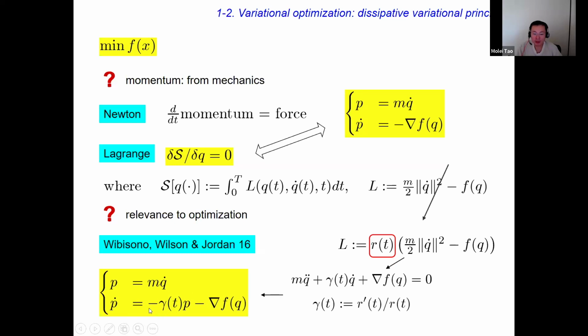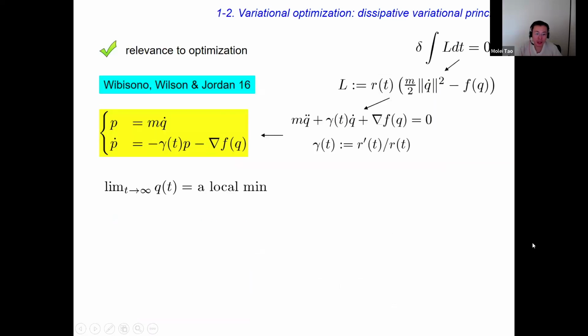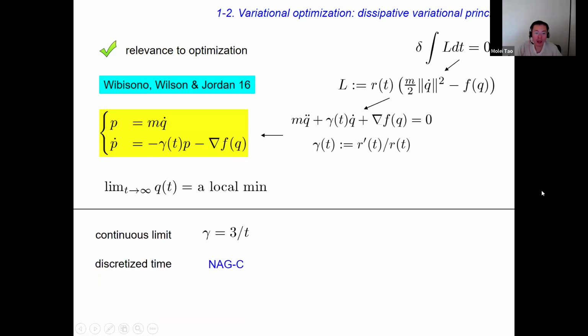And then you see, okay, the forcing now is no longer just this conservative forcing, but there is an additional frictional forcing, which removes energy from the system. So you can take that idea and prove very easily that because of this additional term, the position converges to a local minimizer of f for sure as time goes to infinity. Again, you may think this is very trivial, but it's actually creating profound connections to existing optimization theory.